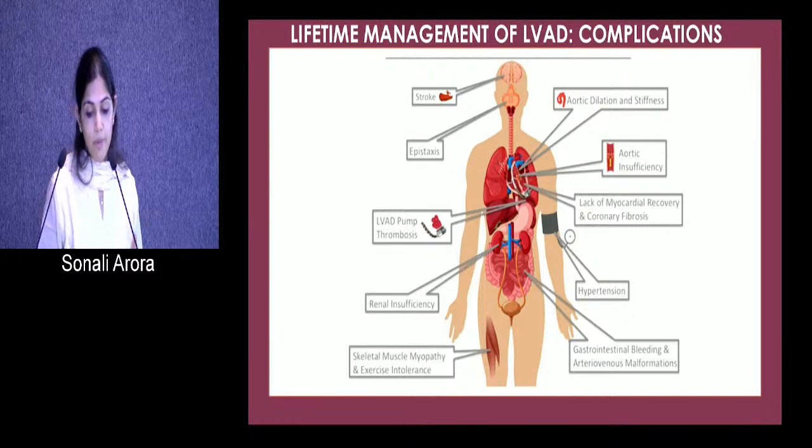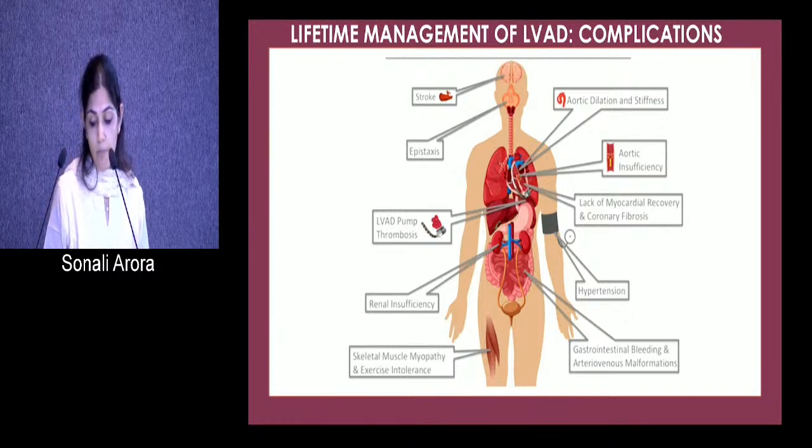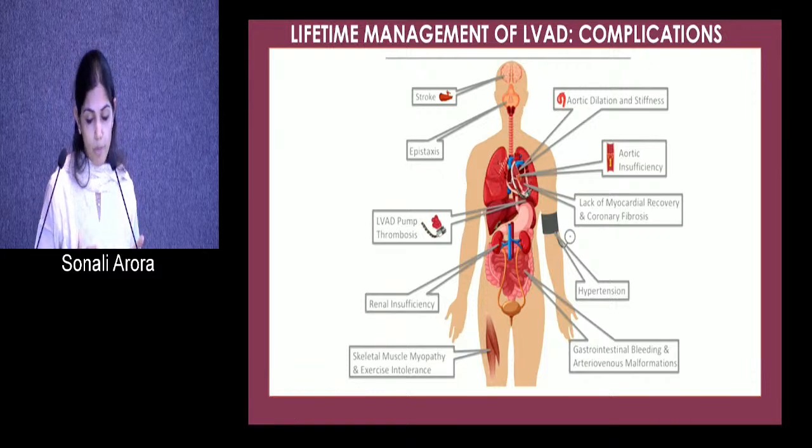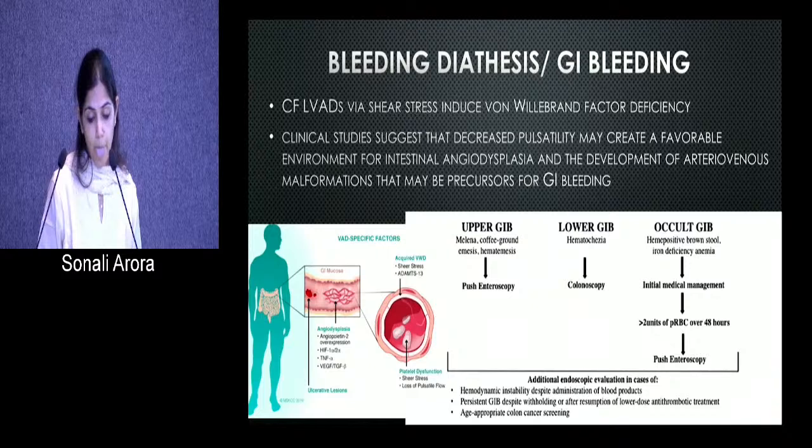What are the other complications after LVAD? I would not say complications, but management of comorbidities and complications: hypertension, GI bleed and AV malformations, skeletal muscle myopathies, exercise intolerance, renal insufficiency, LVAD pump thrombosis, epistaxis, stroke, aortic dilatation and stiffness, aortic insufficiency. We'll talk about a few of them.